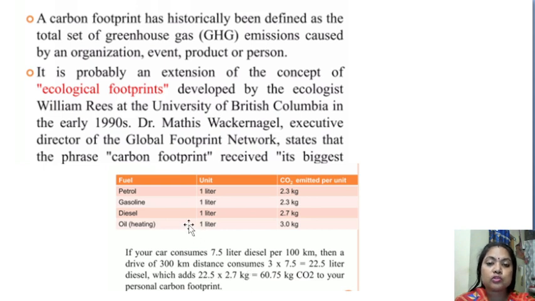So it is a personal addition, like I told you, the greenhouse gas emission caused by an organization, event, product, or from a person. So this use of a car is totally a personal event, isn't it? So here, due to personal activities, for a journey of 300 kilometers in a car which consumes 7.5 liters of diesel per 100 kilometers, it releases 60.75 kg of carbon dioxide to the atmosphere.